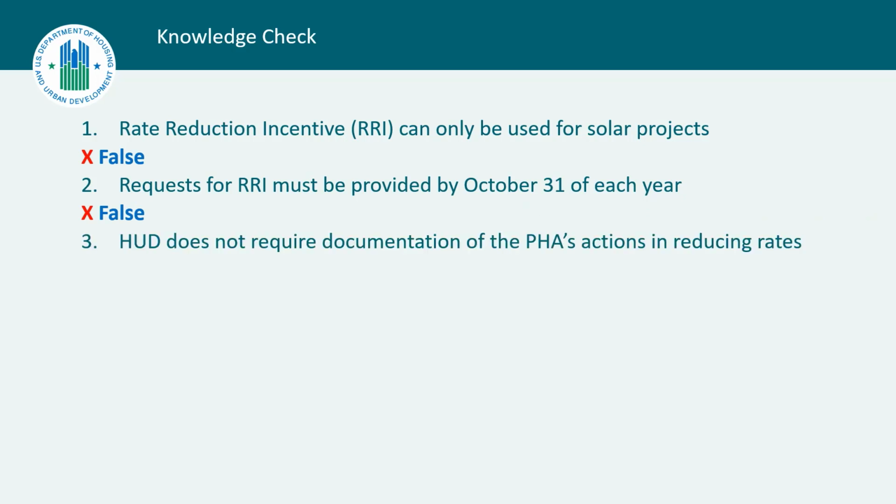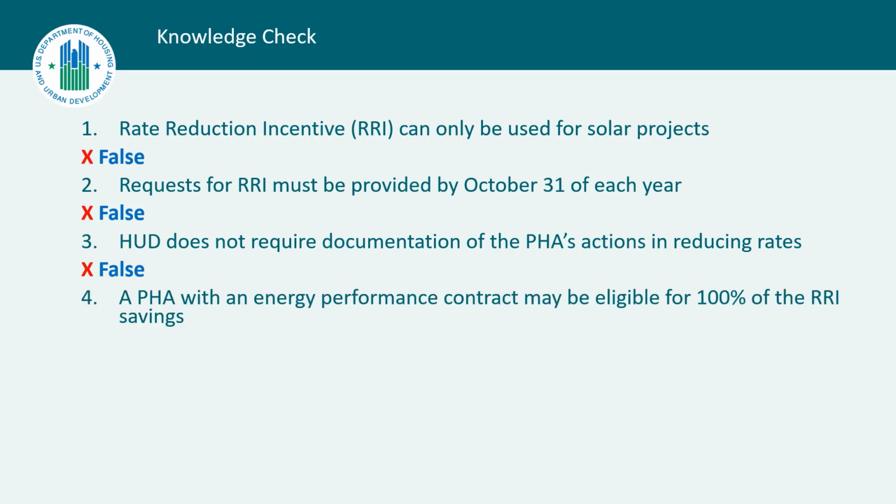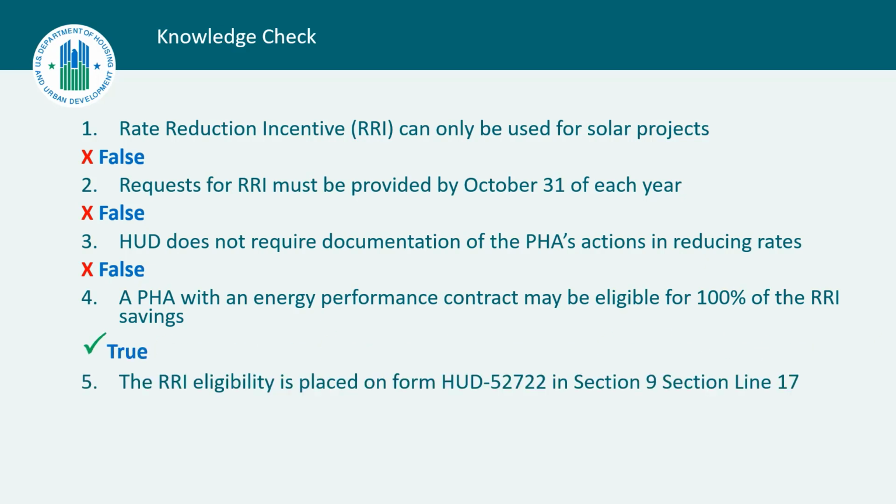Number 3, HUD does not require documentation of the PHA's actions in reducing rates. This is false. Documentation is required. Number 4, a PHA with an energy performance contract may be eligible for 100% of the RRI savings. This is a true statement. And number 5, the RRI eligibility is placed on HUD Form 52722 in Section 9, line 17. This is false. You should use line 23.